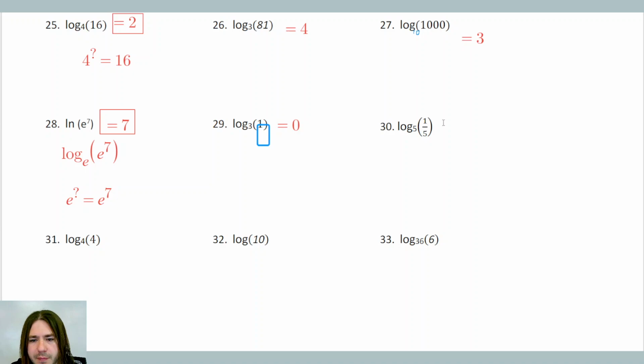For number 30, we've got 5. Here's one where I'm going to rewrite it. 5 to what power is 1/5? We talked earlier about how negative exponents work, and so this would be like 5 to the negative first exponent. So this thing will just equal negative 1.